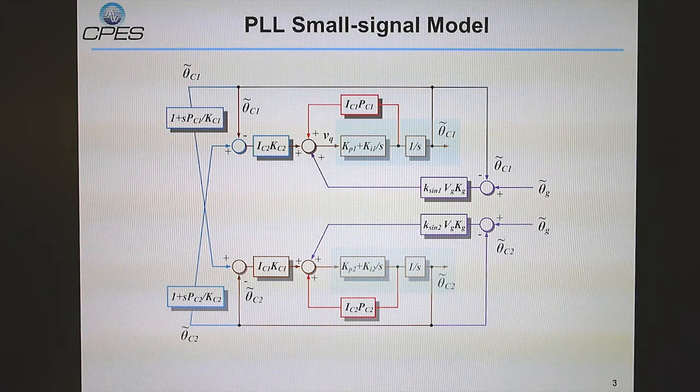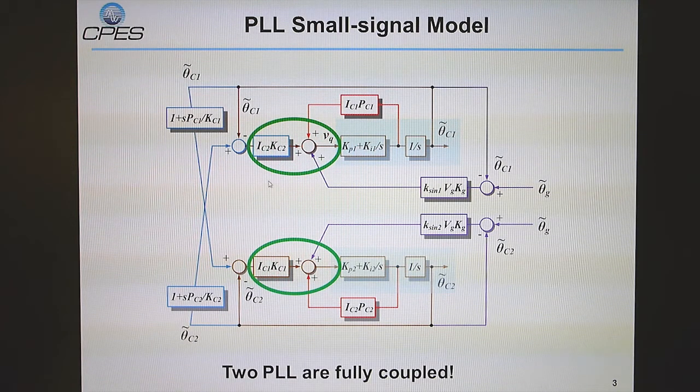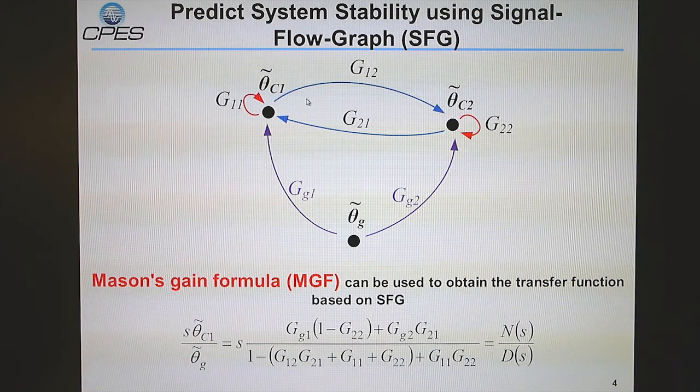A small signal model of the PLL loops is derived for the system. We can see that the two PLL loops are coupled together. Each PLL gathers information from the other PLL and the grid information. The system stability condition can be studied by using signal flow graphs.